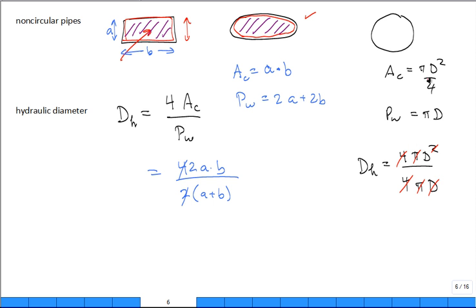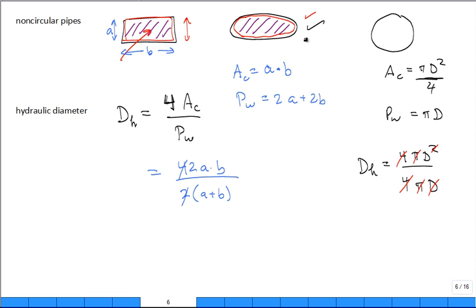The cross-sectional area is pi d squared over 4. That's all. The equation is 4A_c over P_w. What you have to do is look for the equations for elliptical and some other shapes, or work them out. Okay, work them out. You get the hydraulic diameter.